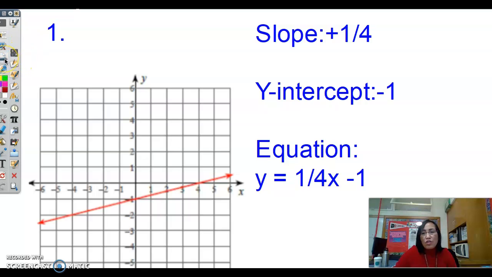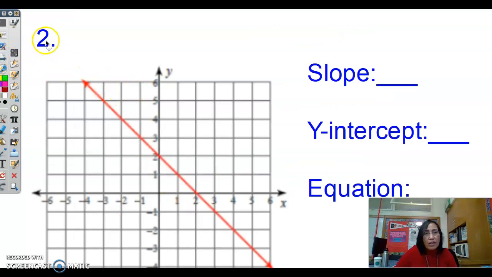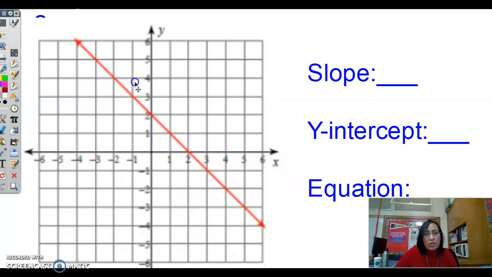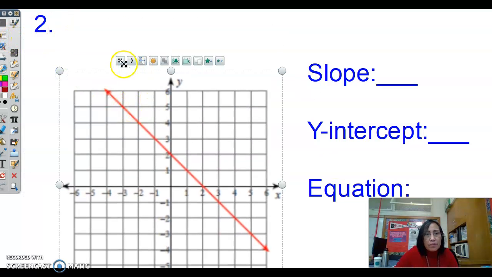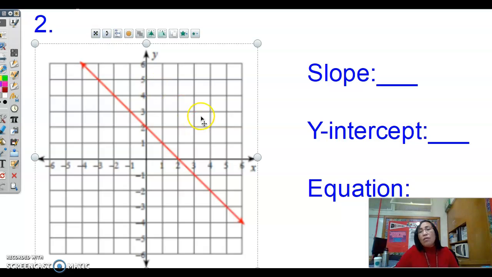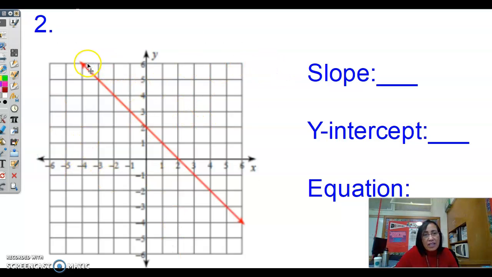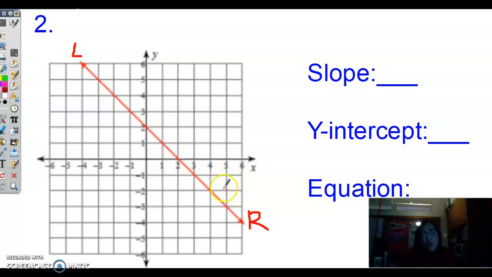Okay, so now let's move on to number 2. Let me move a little bit so you can see it. First of all, I'm going to look at my line from the left to the right. This is my left and this is my right. As you can see, the line from the left to the right is going down. When it's going down, we call that the line falls. When the line falls, it means I will have a negative slope.